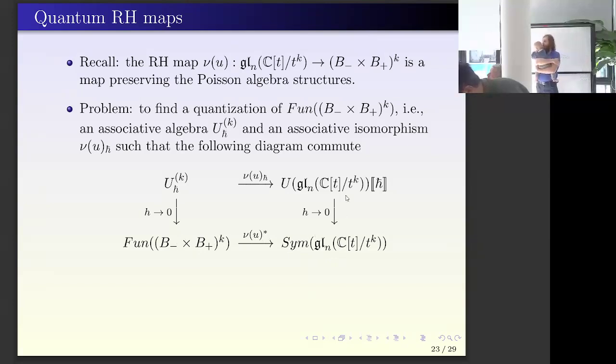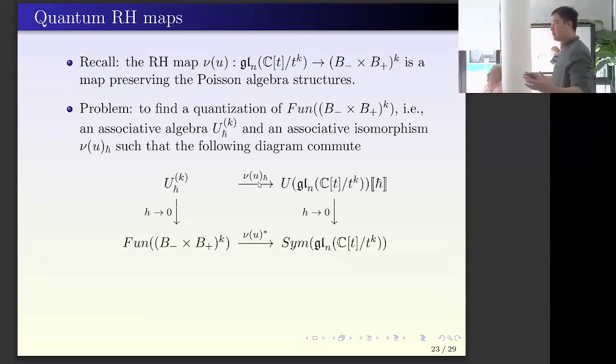This Poisson algebra, of course, has a canonical quantization by the universal enveloping algebra. Therefore, my goal is to find a quantization of this Poisson algebra, that is, an associative algebra whose semi-classical limit recovers this Poisson algebra, as well as an isomorphism between these two associative algebras, such that this diagram becomes commutative. In this sense, I quantize this Riemann-Hilbert map.